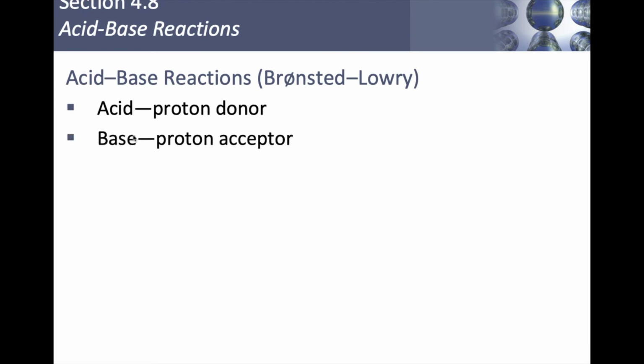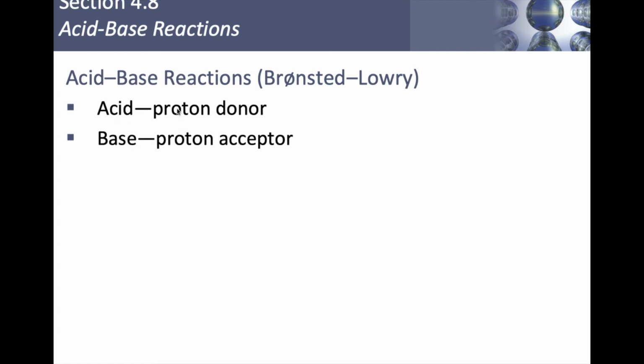So the first part, what is an acid and what is a base? There are a lot of definitions, and the only definition that you really need to know in this chapter is the Bronsted-Lowry definition of acids and bases. So what is an acid? An acid is a proton donor.